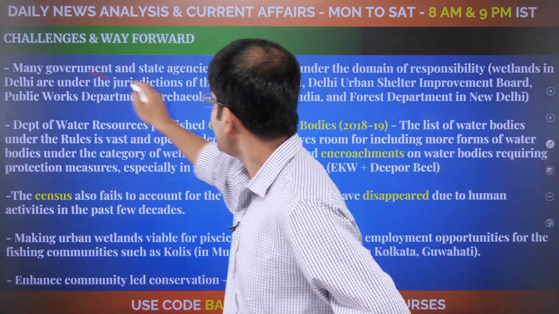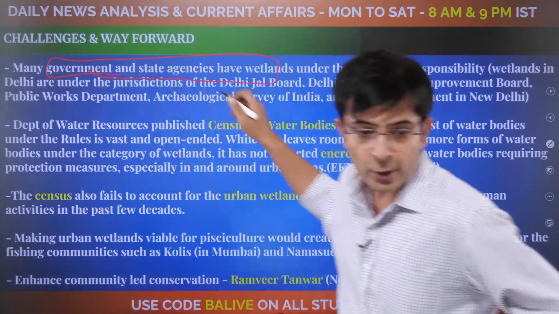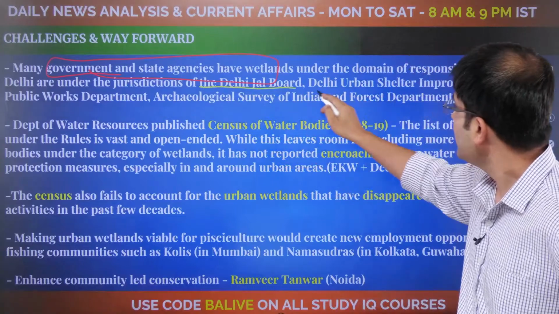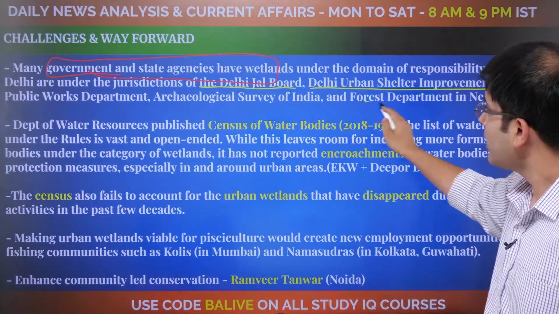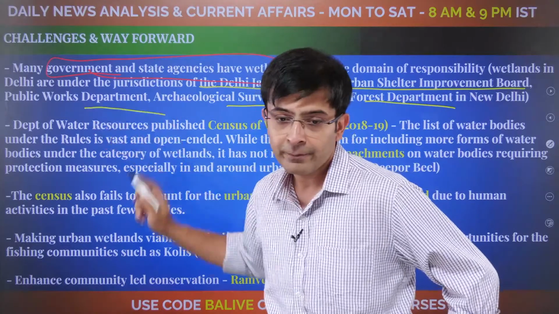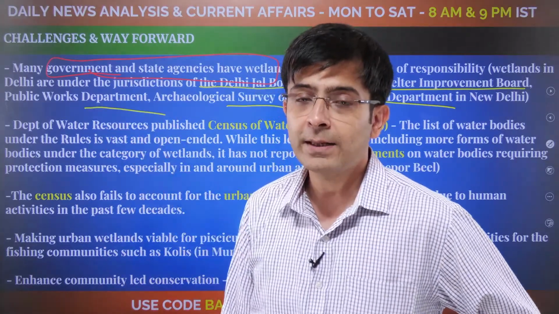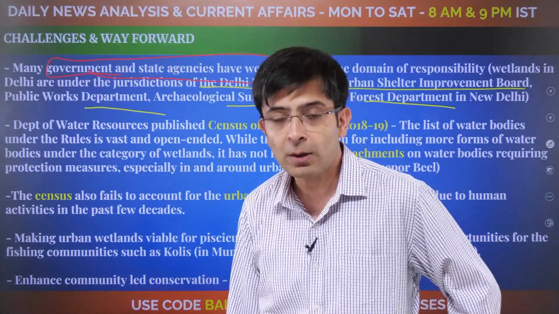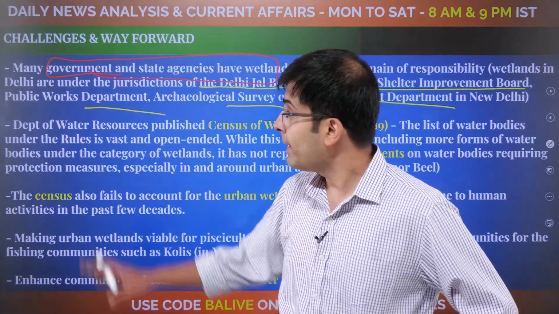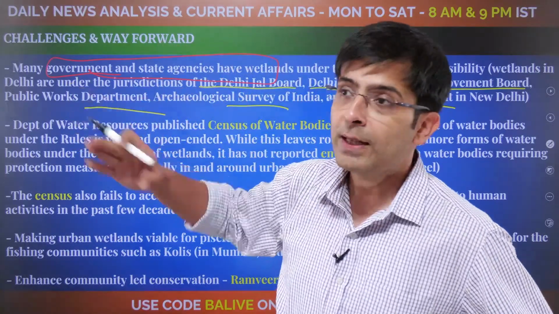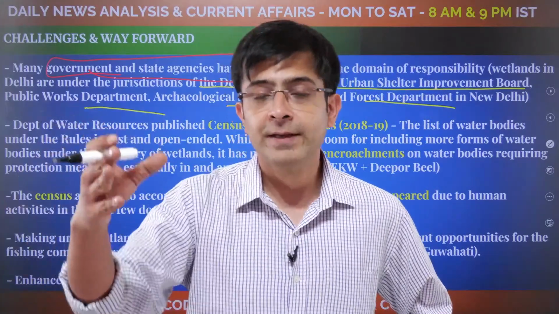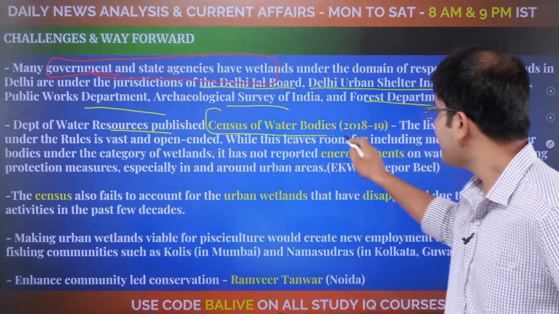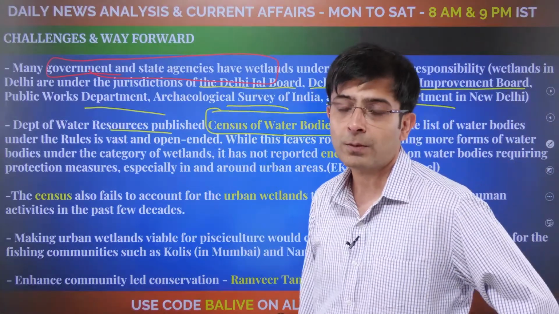So many government and state agencies now. Look at this. Too many cooks spoil the broth. Didn't I tell you? Look at this. The Delhi example. There is Delhi Jal Board, the Delhi Urban Shelter Improvement Board, the Forest Department, the ASI, the PWD. How many of them are subject specialists when it comes to urban lake or urban watershed management? Well, one can only say Delhi Jal Board and probably Forest Department. But because there are so many stakeholders, there is no single point approach. Everyone is working with their own tangent. All right. Department of Water Resource now in the year 2018 had published a census of water bodies.